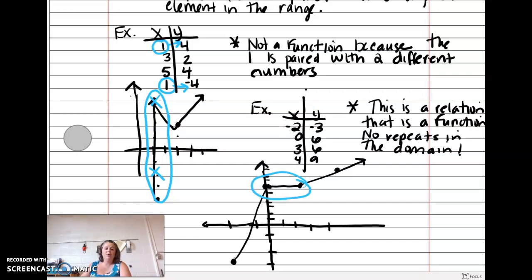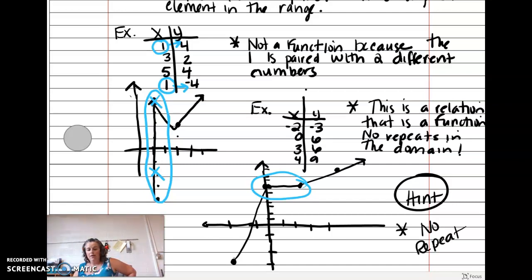And the only time vertical would happen is if you have a number in the x that's going to two different numbers. Your x number is the same. So maybe we write down, big O hint hint, you're looking for no repeats in the x or in the domain.